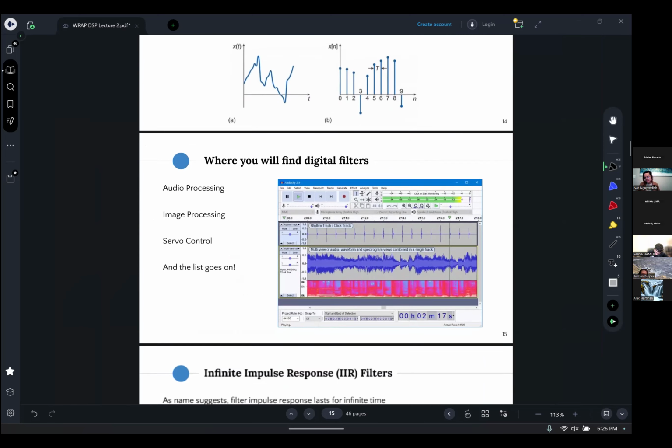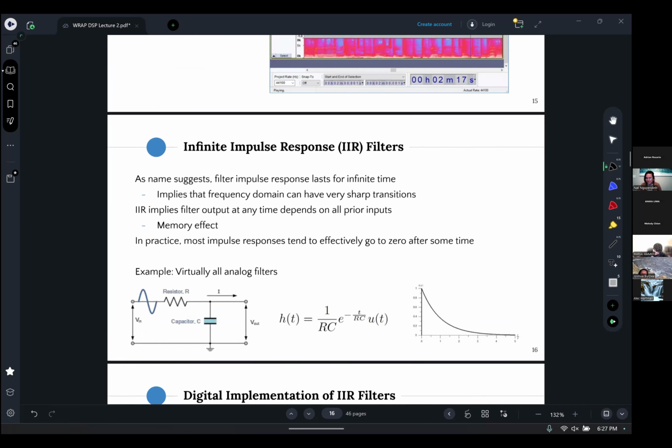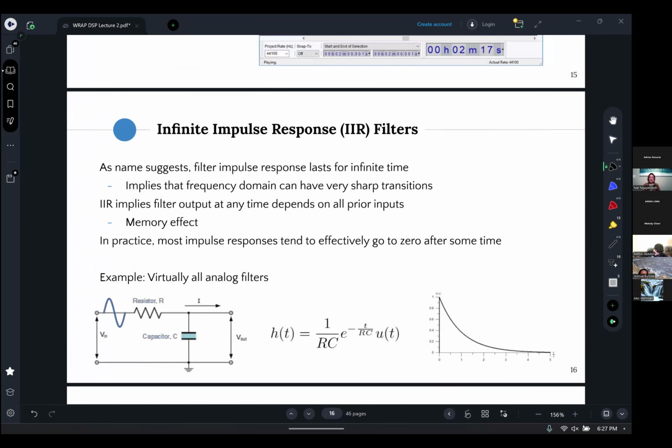But yeah, here's a little bit of information about digital filtering and where you find it, anything with computers really. There are two main types of digital filters that we have. One is called infinite impulse response filters, and the other is called finite impulse response filters. They're usually abbreviated to IIR and FIR.